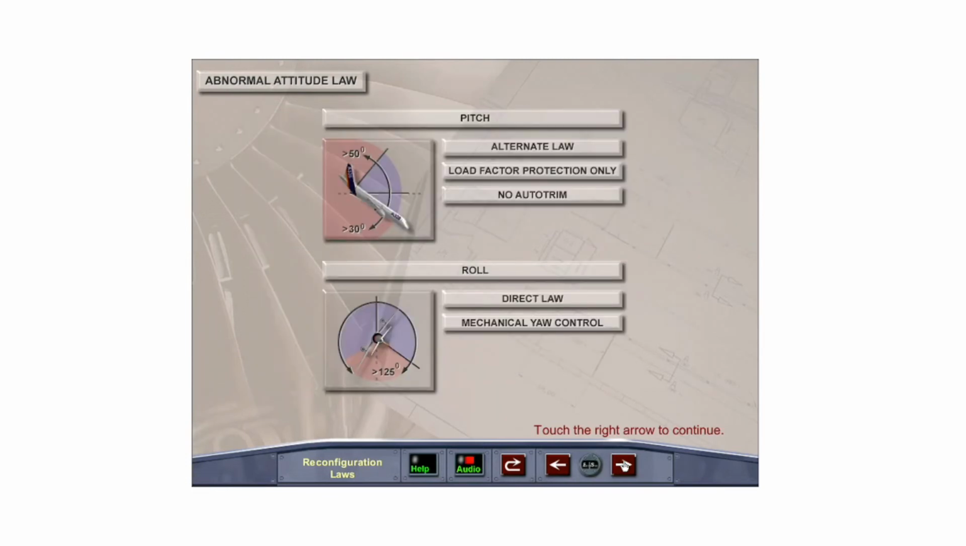The abnormal attitude law in pitch is similar to alternate law with no protections except load factor protection. Also, auto trim is inhibited when the aircraft is outside of its normal flight envelope. The lateral abnormal attitude law is full direct law with mechanical yaw control only.